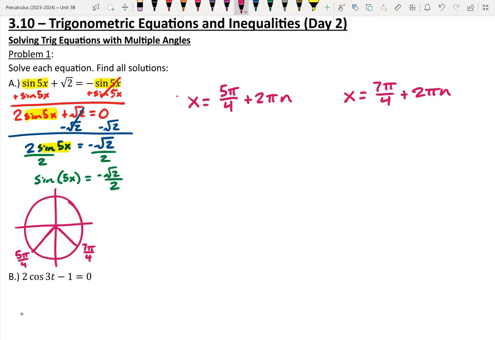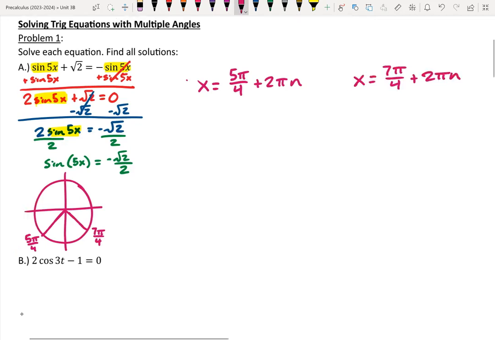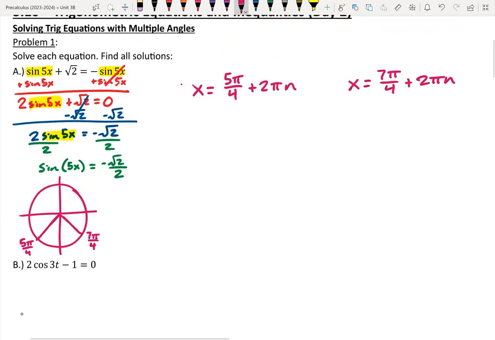However, do I just have x here? What is inside my sine? So I wouldn't just have x. Instead, I would say 5x equals this. And that is the difference from yesterday to today, is that we have a little bit more work that we need to do. And we are going to divide, because we still want to get x by itself, so we have to solve.